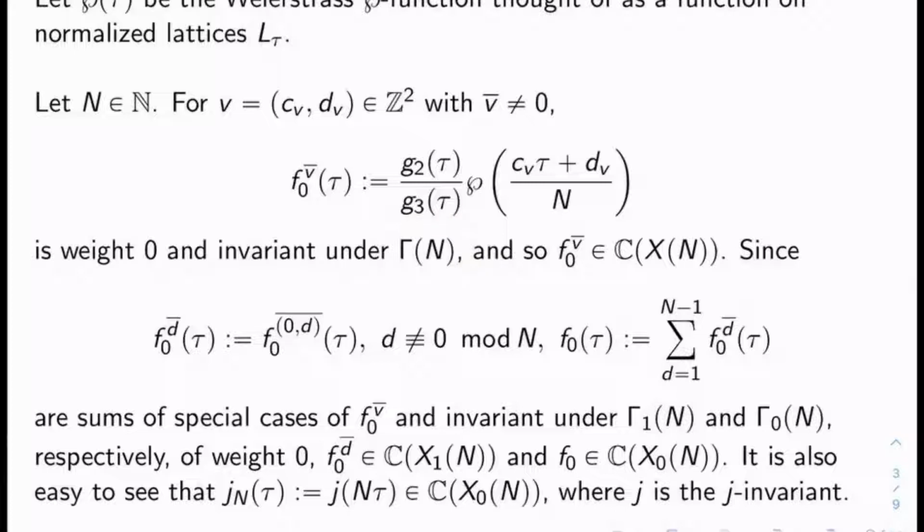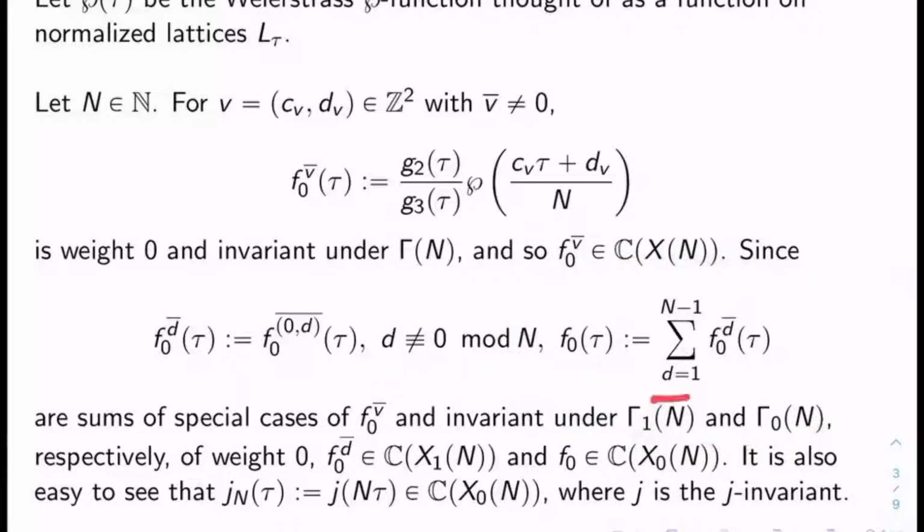Now if I look at this new function here, which I'll define to be f sub d bar 0 of tau, that'll be shorthand for f sub (0, d) bar of tau, which is one of these guys. I'm basically choosing a special v to be v equals (0, d). I do want to require one thing though. I want to require that d is not 0 mod N. And then I'll look at one other function, and I'll just call it f sub 0 of tau.